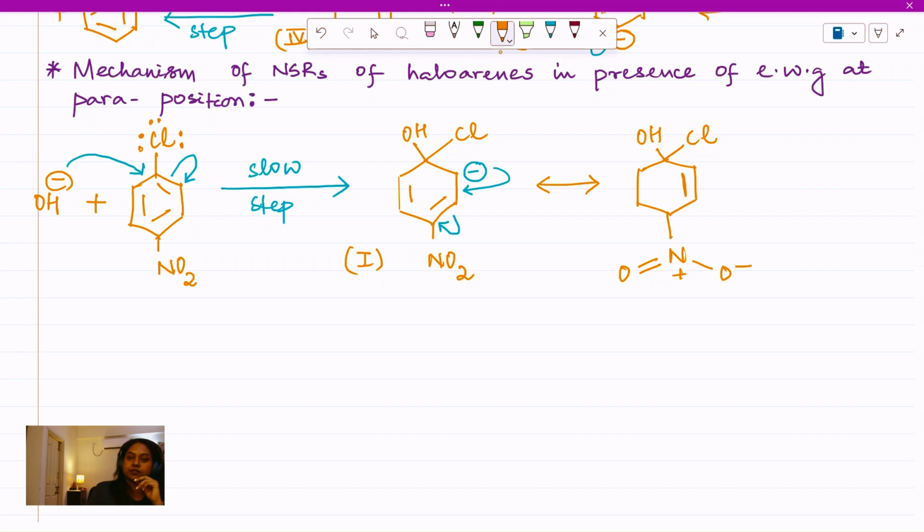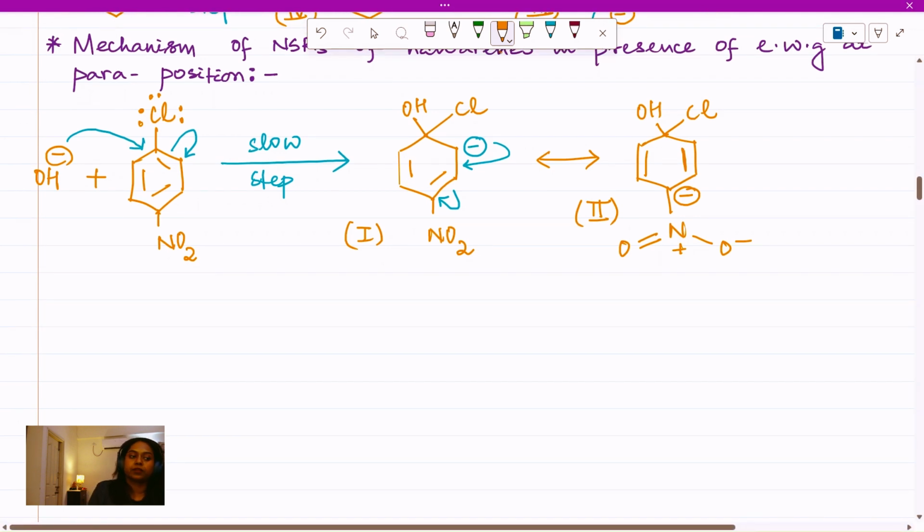This is how we drew NO2 in the previous case also. This negative charge comes onto the carbon because the double bond broke and the negative electrons are on the carbon. Now, this double bond was there before, we did not change it, so it stays as it is. This is resonating structure number 2. You've got this? Okay, now moving on.